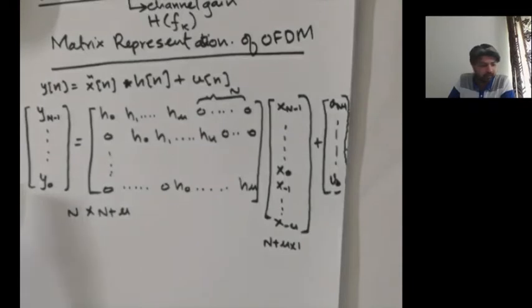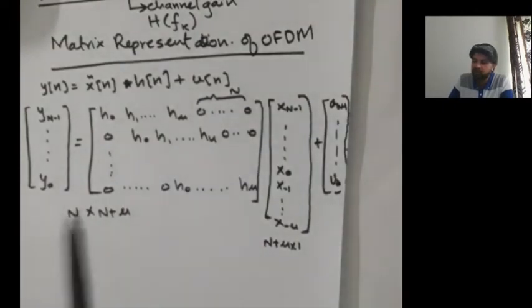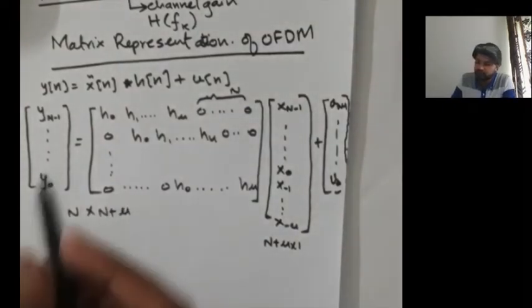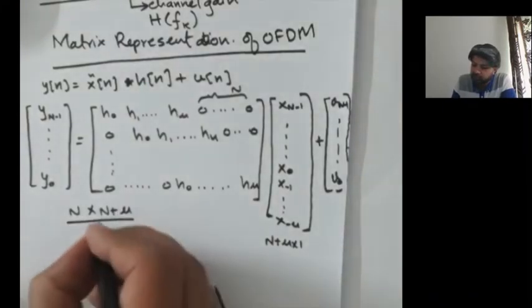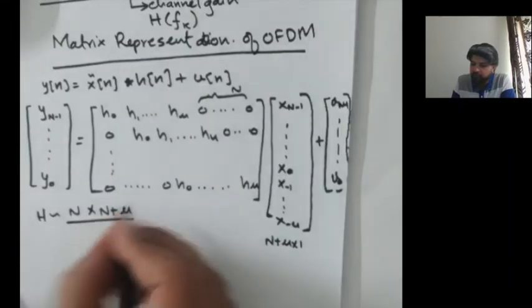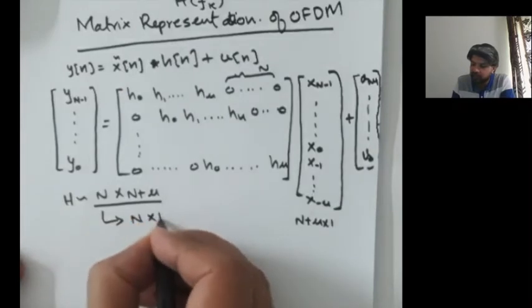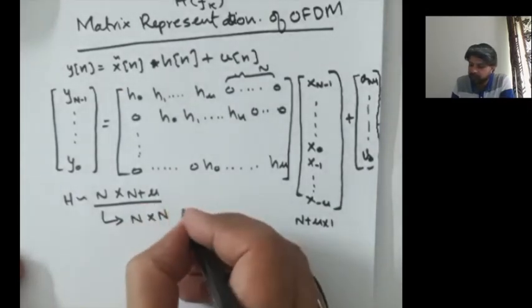So you have only n samples here, right? But now, because of the cyclic prefix, you can convert this matrix representation, or this channel matrix, into a circulant matrix. So you don't need this n cross n plus mu matrix. You would convert this into a square matrix. So this was AH. Now you would convert this Toeplitz matrix into a circulant matrix, a matrix that has a dimension of n cross n.